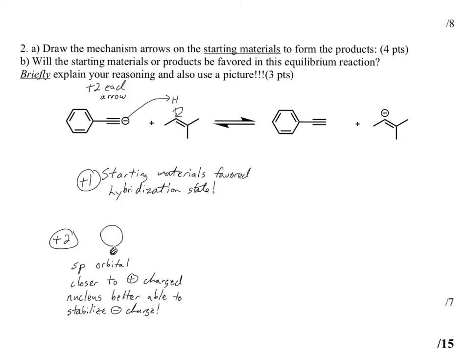Then I want to see, draw an sp orbital. Say the sp orbital is closer to the positively charged nucleus. It's better able to stabilize negative charge. Right? The size of the hybrid orbital matters here, and that's why this is more favored. So the starting materials are favored here. So knowing those factors that affect acidity and how to isolate them.